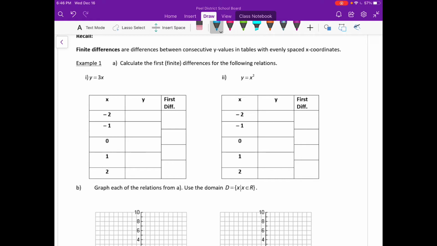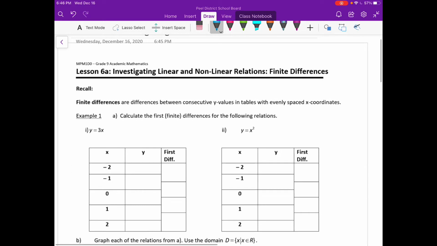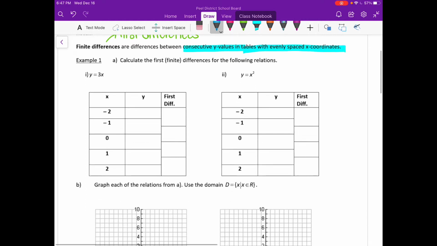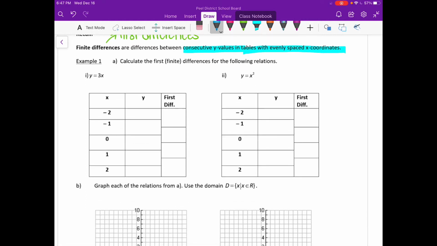So we have our example. It says, recall finite differences or differences between consecutive y values. Finite differences is also just the first differences, which we talked about today when we were doing our investigation from lesson 4. First differences: consecutive y values in tables with evenly spaced x coordinates. Right? So when you have something like -2, -1, 0, 1, 2, where there's only one step between them, you can find the finite differences.